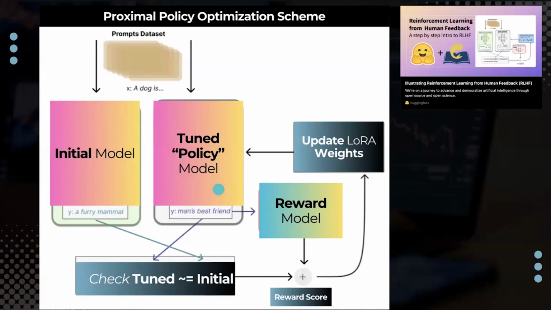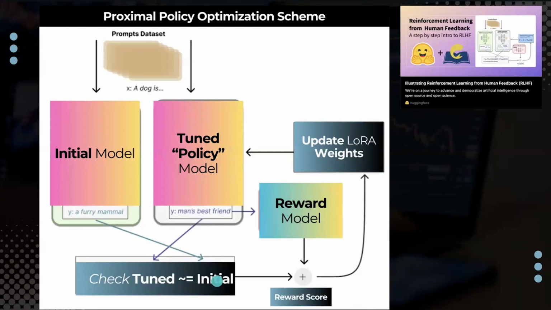You actually put them into two different models. Then what you do is you check, is the tuned model, the one I'm changing during my optimization, different than my initial model? Is the output so different that it's egregious? If so, no, not okay. They need to be close enough. Again, this is a super fine tuning.